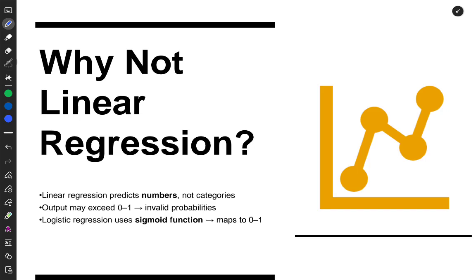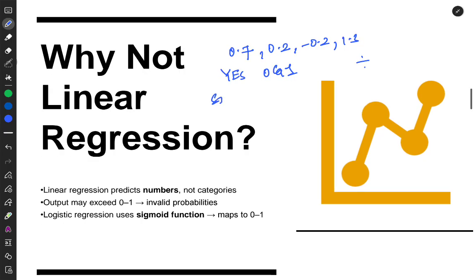But you might have a doubt: why not just use linear regression? Well, linear regression predicts numbers, as I said, like 0.7, 0.2, negative 0.2 or 1.3. But for a yes or no question, your value must be between 0 and 1, right? Then only can you set a threshold. So for solving this problem we use the sigmoid function. So how do you write the sigmoid function? We'll get on to that part.